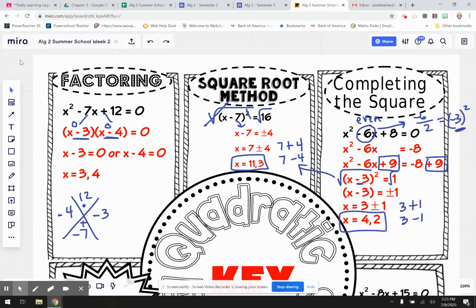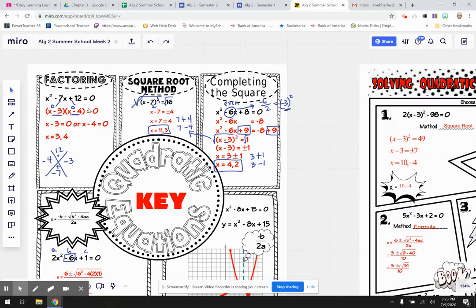The fourth method is our quadratic formula. So I would always label which one is A, which one is B. B is -6, and which one is C. And then if they've given you the quadratic formula, whoops, you can't see that. So hold on 1 second. There you go.